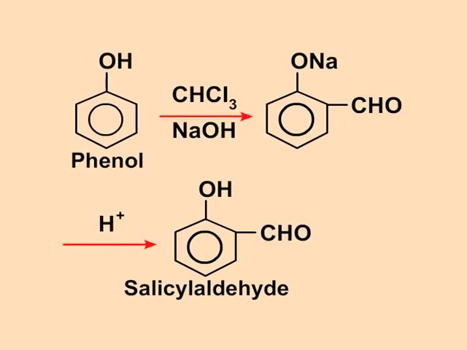Children, we will now learn about preparation of aromatic aldehydes from phenols. Salicylaldehyde is obtained by treating the phenol with chloroform in aqueous sodium hydroxide solution at about 343 Kelvin. This reaction is called Reimer-Tiemann reaction.